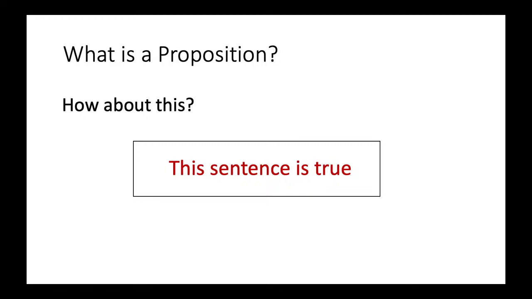Now I just change it a little bit. Look at it. So there is a change here. Now this time, what I'm writing on it is: this sentence is true. So this is a declarative sentence, but we want to check whether this is a proposition or not. So what do you think?